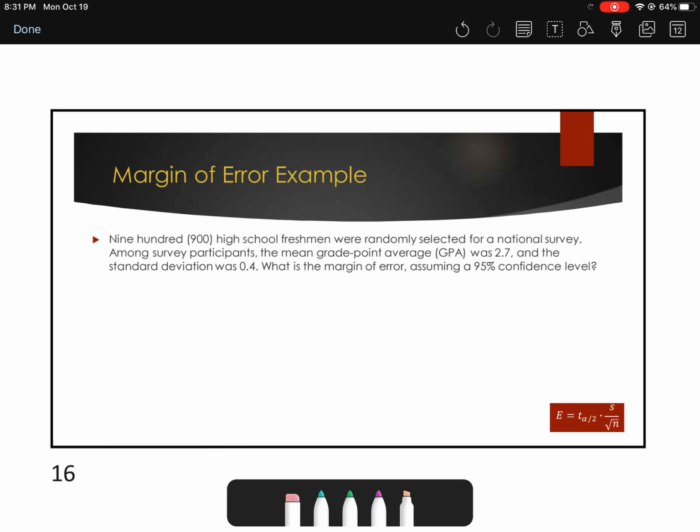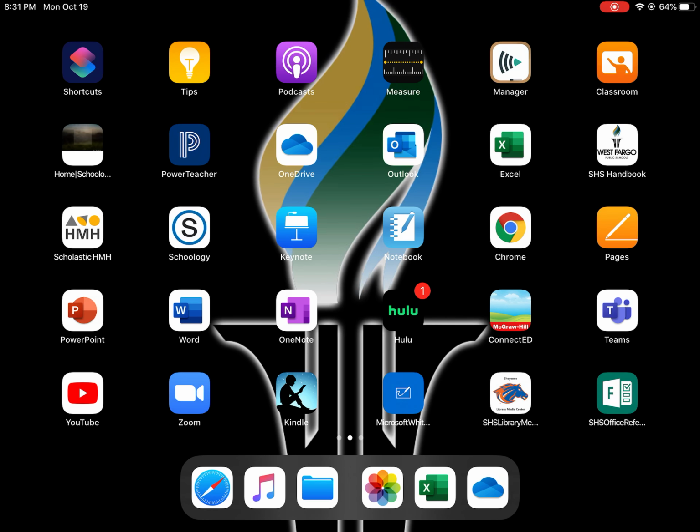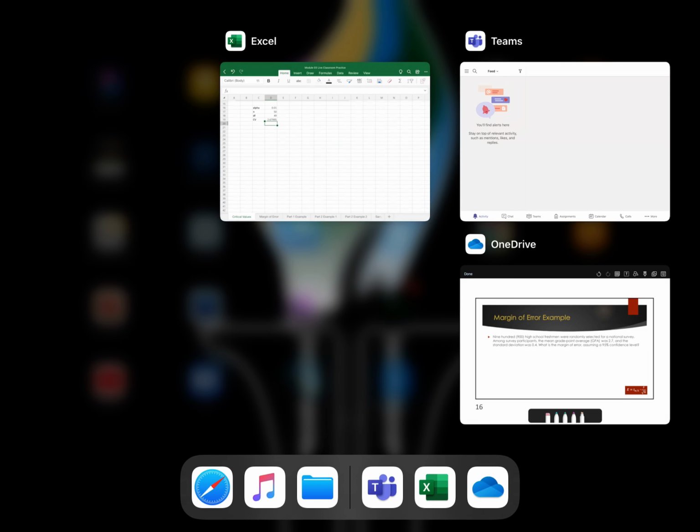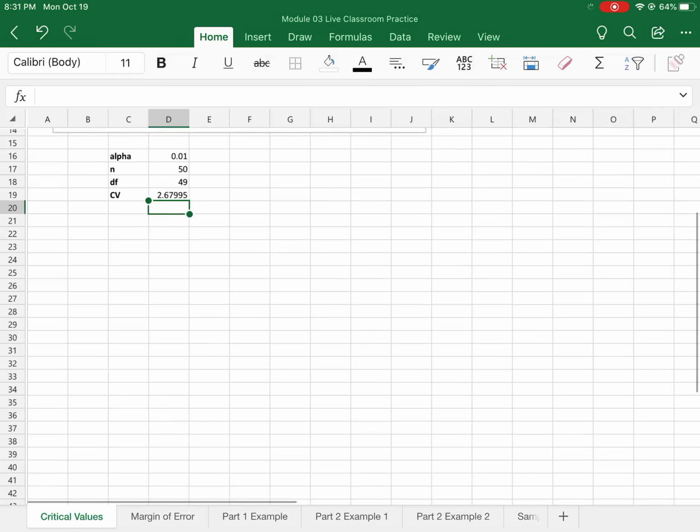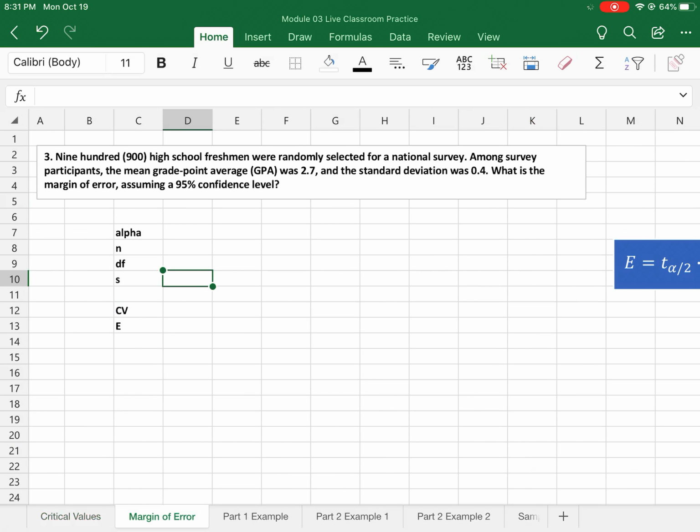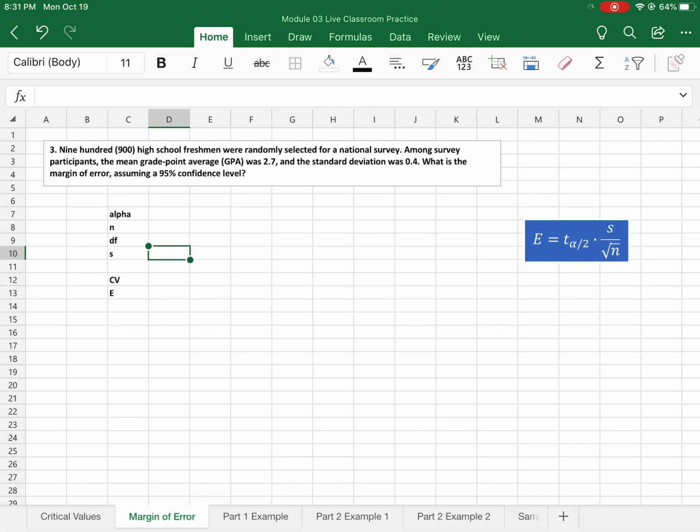Okay, so again, with this example, I'm going to go back to that Excel sheet so we can practice typing into that. This is the first page you're on. I'm just going to go down to the bottom and click margin of error. So example 3. 900 high school freshmen were randomly selected for a national survey. Among survey participants, the mean grade point average, GPA, was 2.7, and the standard deviation was 0.4. What is the margin of error, assuming a 95% confidence level?